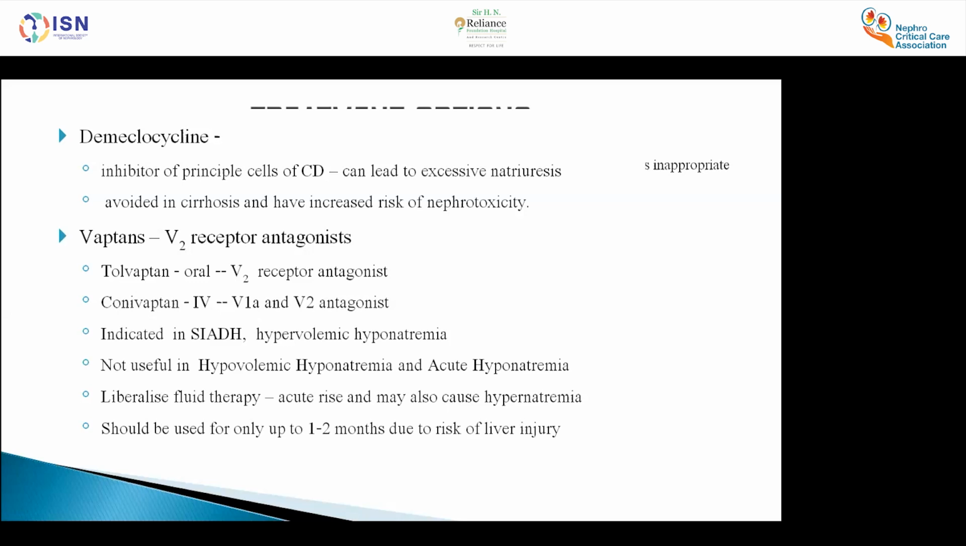Vaptans, that is V2 receptor antagonists: tolvaptan is an oral vaptan, which is a V2 receptor antagonist, whereas conivaptan is an IV vaptan. It acts on both V1A and V2 receptors. These are indicated in SIADH and hypervolemic hyponatremia. They are not useful in hypovolemic hyponatremia and acute hyponatremia. Along with vaptans, one should also liberalize fluid therapy, because if one is using a vaptan and also restricting fluid, it can cause an acute rise and may also cause hypernatremia. It should be used for only 1 to 2 months because of risk of liver injury.